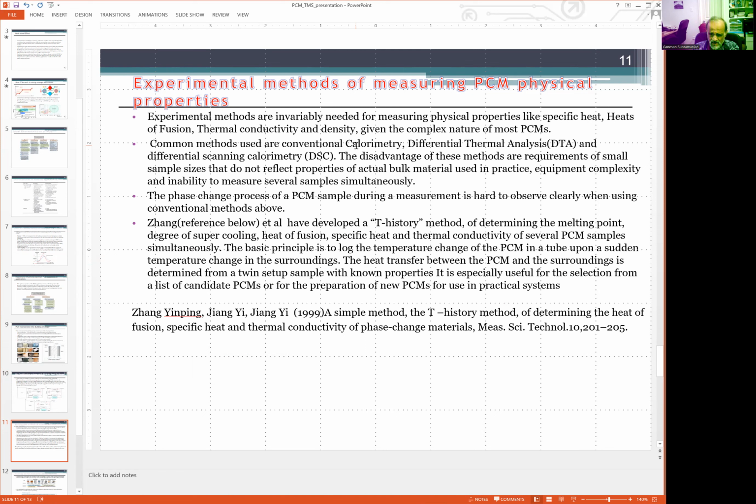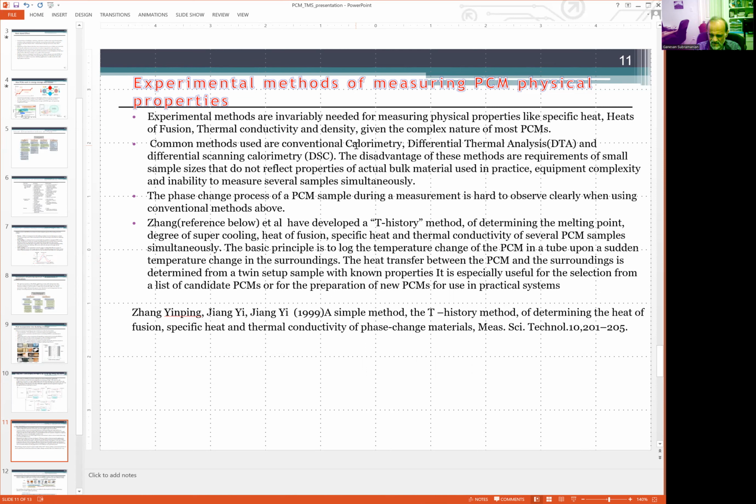And we cannot measure several samples simultaneously. And in addition, we can't really observe how the phase change process in the PCM is going when using these methods.